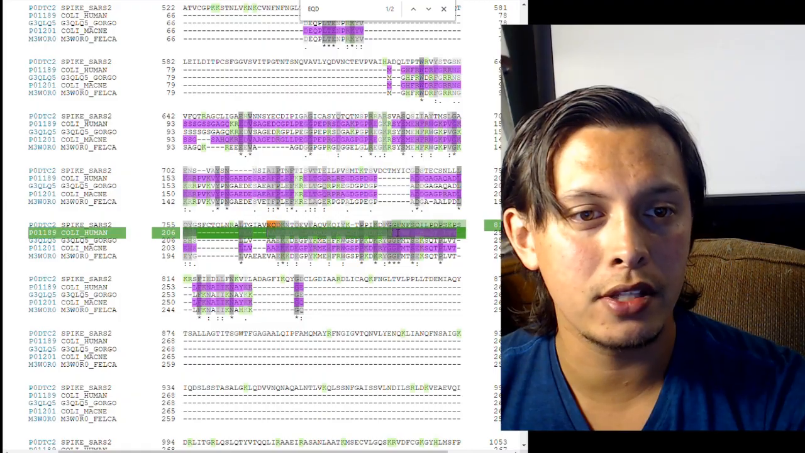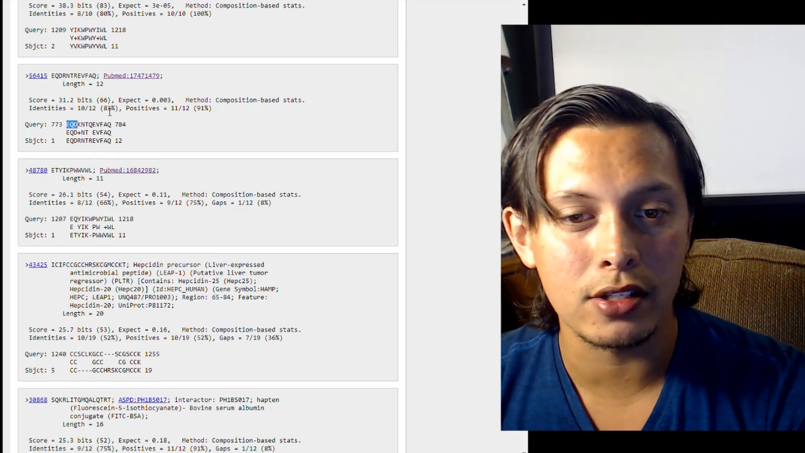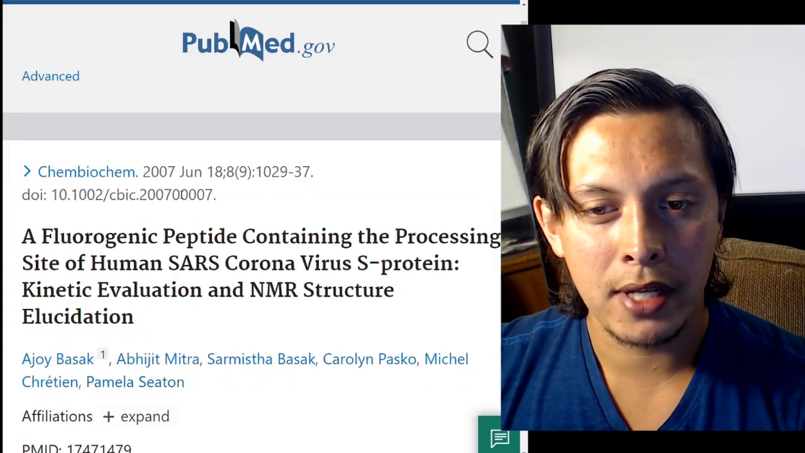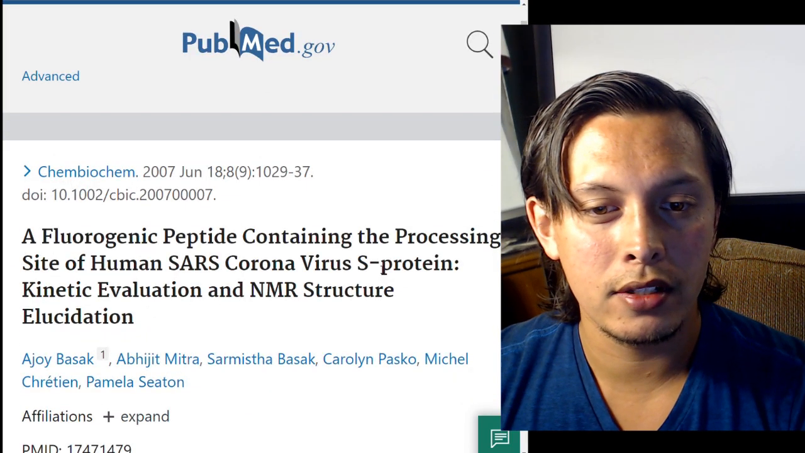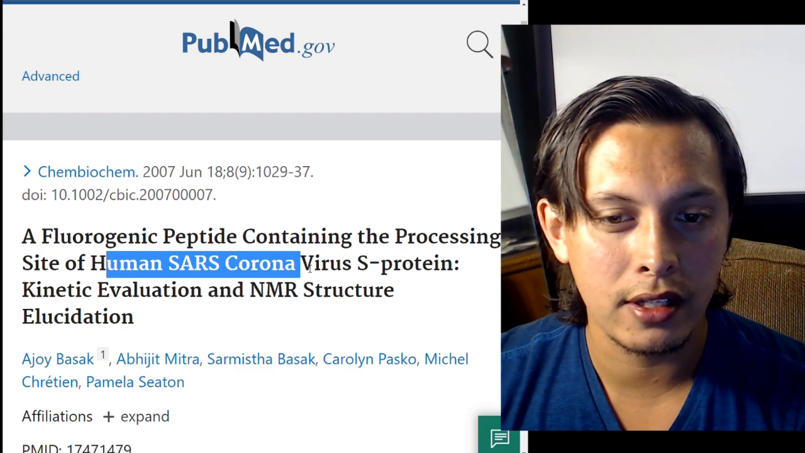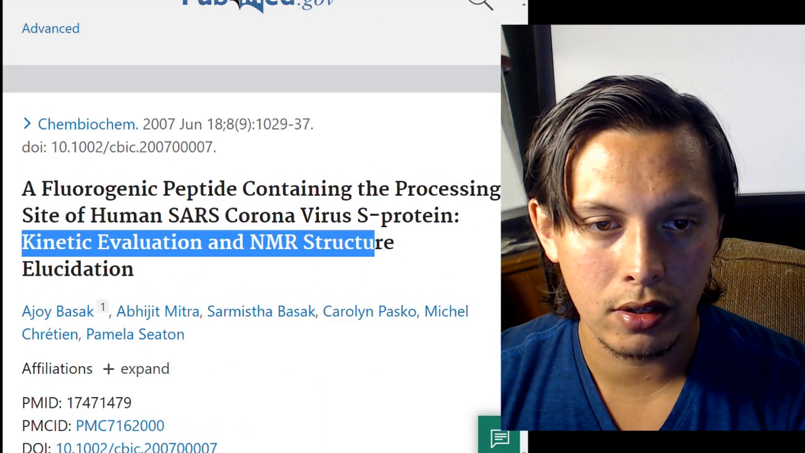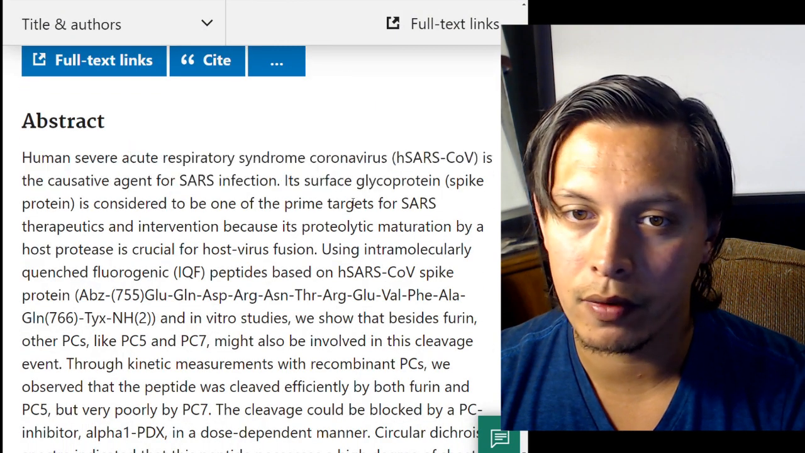So let's go to this and see what it has to teach us. A fluorogenic peptide containing the processing site of human SARS coronavirus S protein, kinetic evaluation, and NMR structure elucidation. So, it's going to be a prime target for SARS regimen.